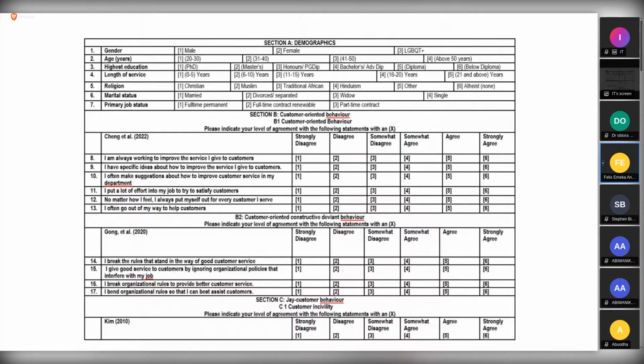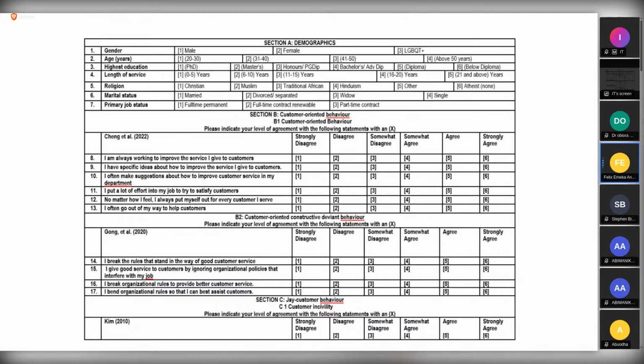So this other question, like you can see, is for a Likert scale, and you see the social demographic characteristics there. Like I said, social demographic characteristics are there by default. Okay? The next section is section B, which may likely be your first specific objective, customer-oriented behavior. Then you have your Likert scale.